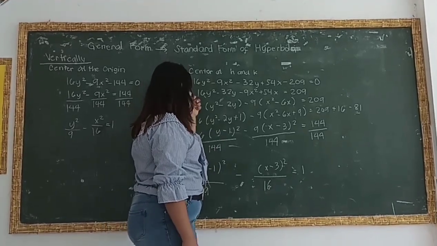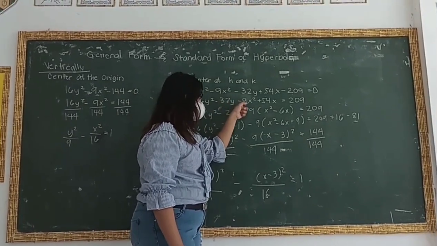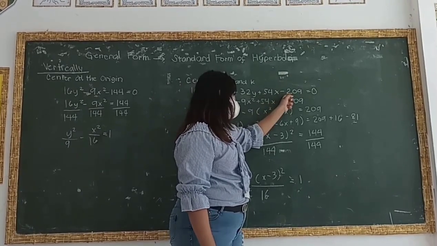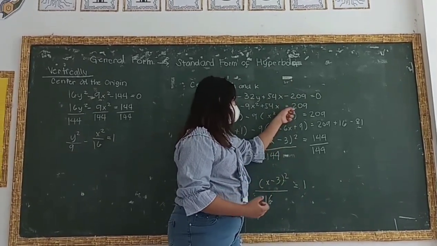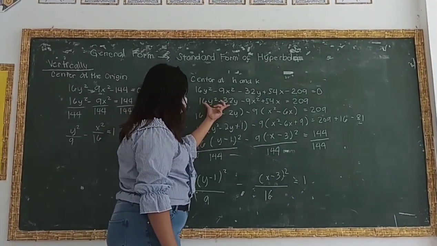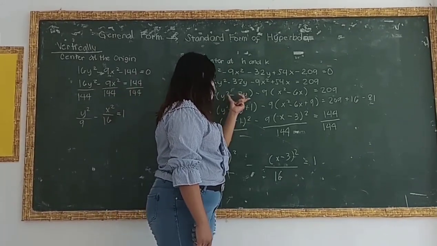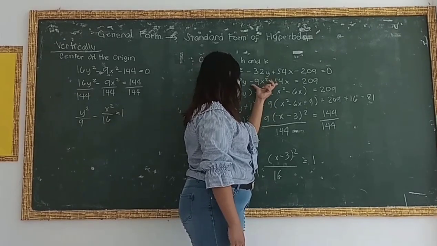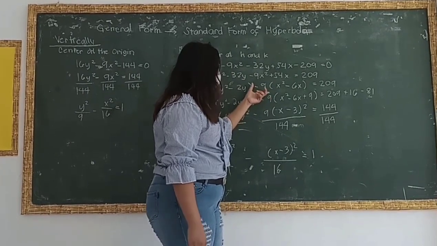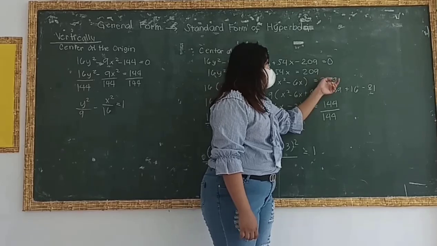Let's just combine the same variables, 16y squared minus 32y minus 9x squared plus 54x, and transpose negative 200 to the other side. So it will be positive 209. Factor out 16y squared minus 32y: 16 quantity of y squared minus 2y. Then let's factor out negative 9x squared plus 54x: negative 9 quantity of x squared minus 6x is equal to 209.